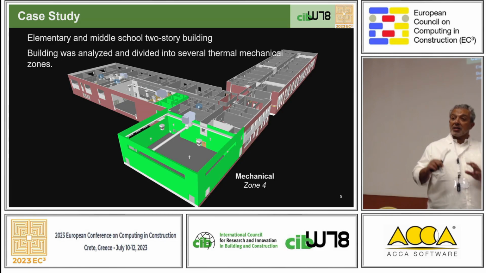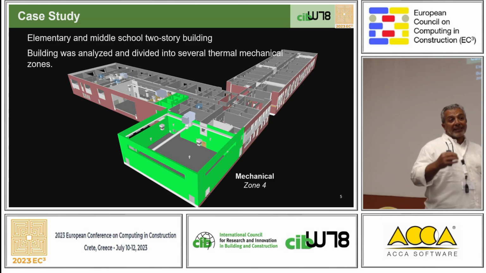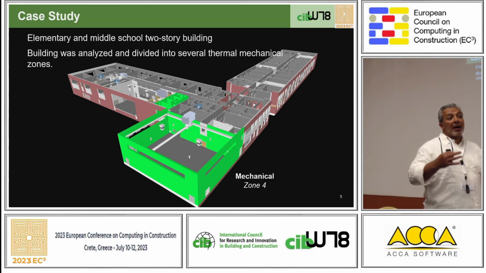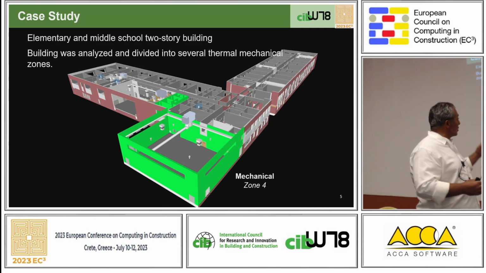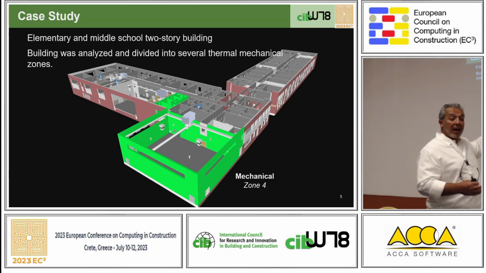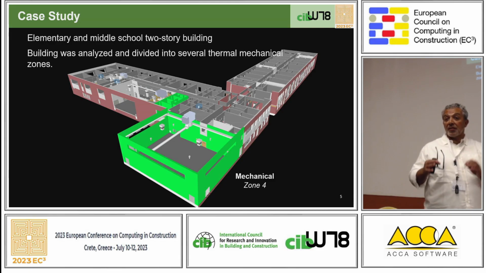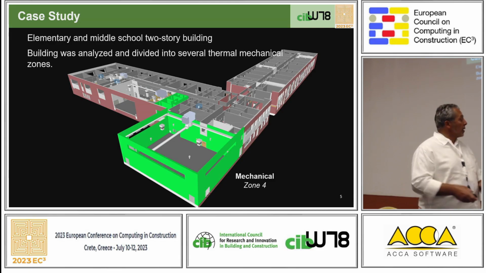So we analyzed the building mechanically. We identified 4 zones. Each zone is actually supported by a different configuration of the mechanical system. Zone 4 included the gymnasium and supporting rooms highlighted in green. And we focused on the mechanical system for that zone. Okay? That's the case study.